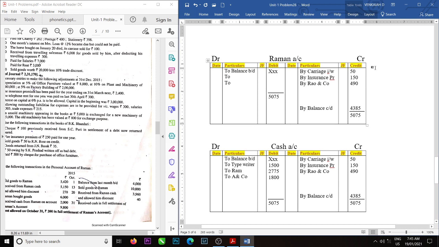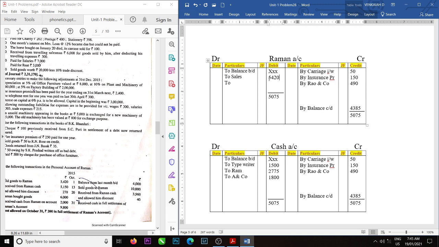First entry is Raman account debit to sales account. In the Raman account debit side, write 'to sales'. You check with the journal entry which you noted down in your notebook. Amount is 5420.